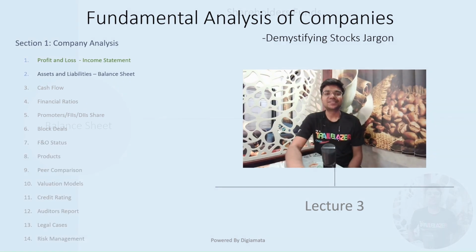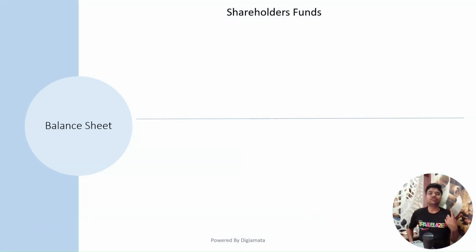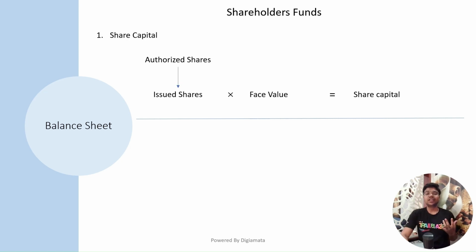So let's proceed. Let's understand the first item in the balance sheet, which is known as the shareholders' fund. It is divided into two parts. The first part is your share capital and the second part is your reserves and surplus. So the share capital basically means whatever are the issued shares.